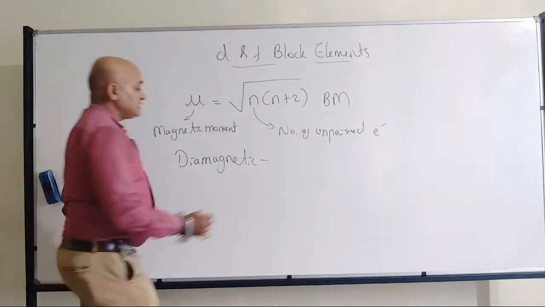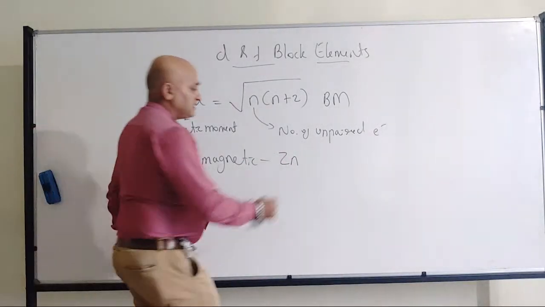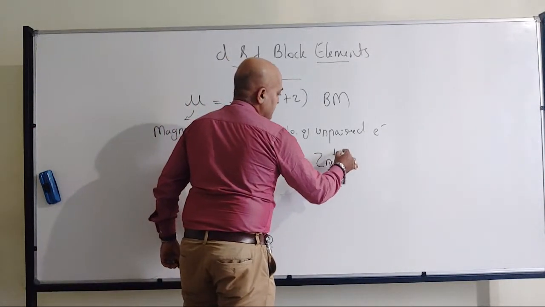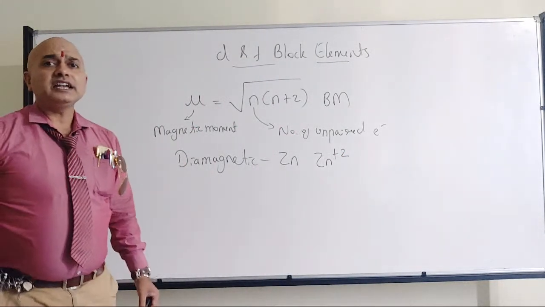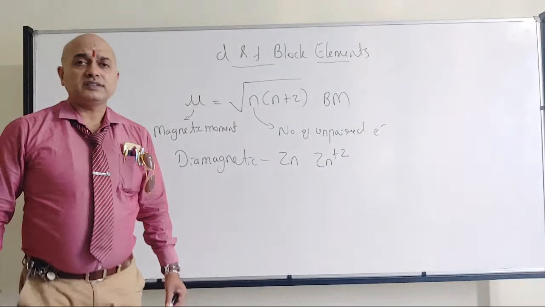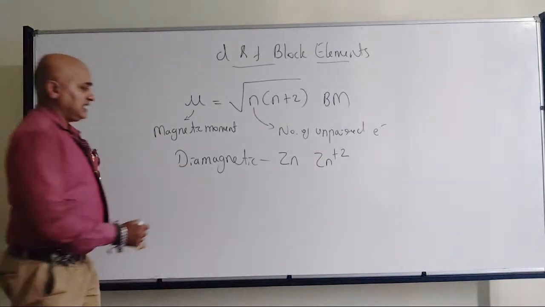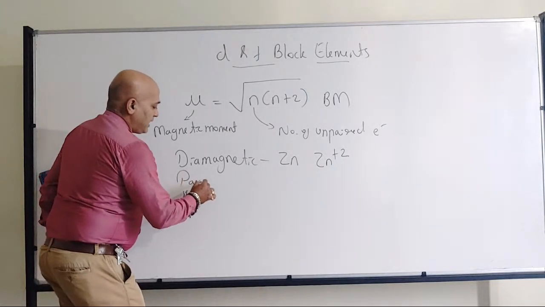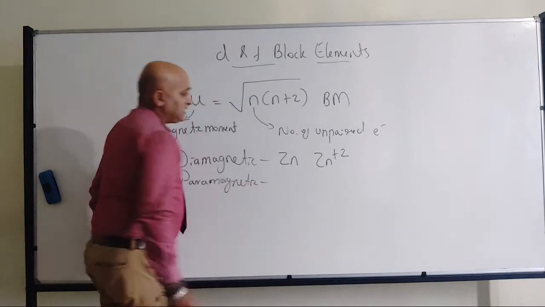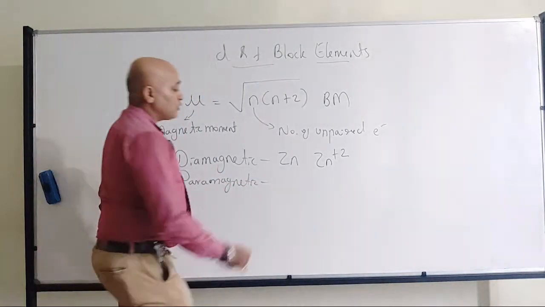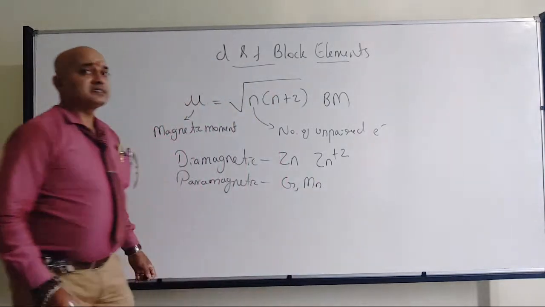Now when it comes to diamagnetic elements, if I focus on the 3d series, diamagnetic property will be shown by zinc and its ion, that is zinc plus 2. In both cases it will be diamagnetic because the magnetic moment will become 0 for these two forms. Okay, so that's where we have the diamagnetic element. If I take paramagnetic, then we can have chromium, manganese.